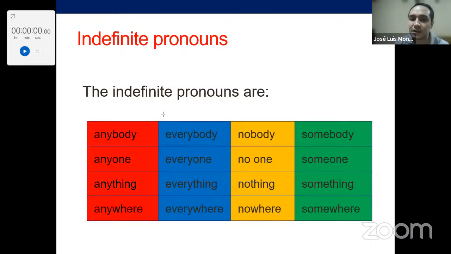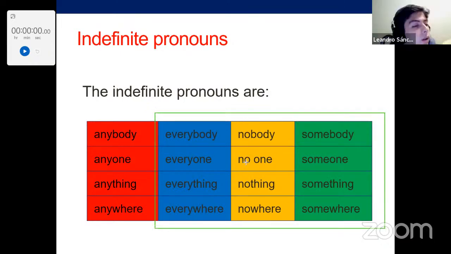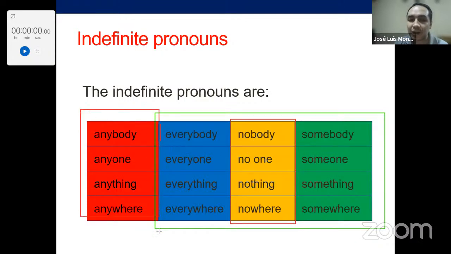Okay, actually, all of them are going to work in affirmative statements. But the meaning of this one is negative. This is a special one. All right, so I'm going to use a different color. So the three of them work in affirmative statements, but the meaning of no is negative. The only one that is going to work in negative statements is going to be any.